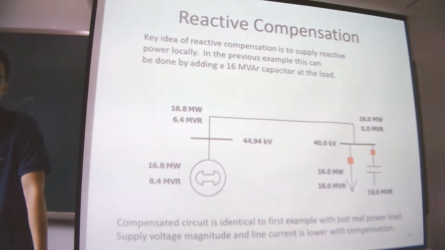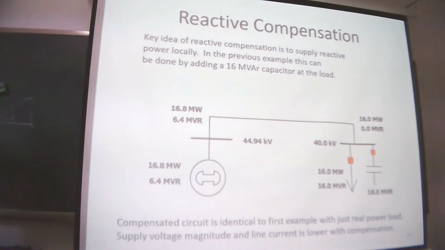Any questions? Okay. Any questions? So, how to do this, the reactive compensation.